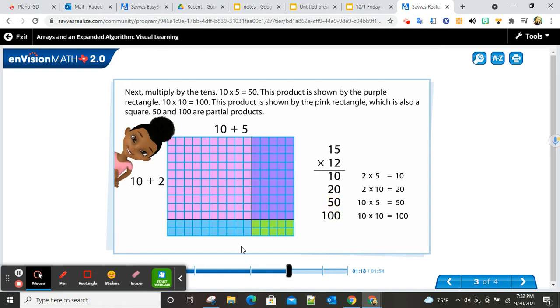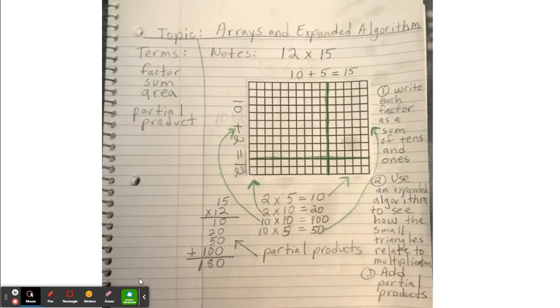Let's put this in our notebook. Here's what my notebook looks like. Notice I wrote 2 times 5 equals 10, which is this small rectangle. 2 times 10 equals 20, which is this next larger rectangle on the bottom. 10 times 10 equals 100, which is this large square. And then 10 times 5 equals 50, which is this square on the right in the upper corner.